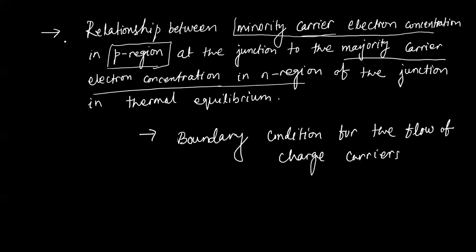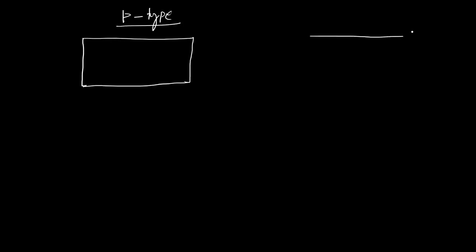Let us take the p region. When I say p-type semiconductor, it is an extrinsic semiconductor. In that extrinsic semiconductor, if you draw the conduction band and the valence band, then trivalent impurity atoms were added so that an acceptor energy level is created.